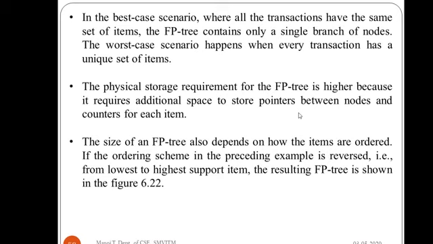Worst case scenario is every transaction is unique and you have as many branches in the FP tree as there are transactions. Suppose all the 10 transactions are unique, then definitely you will have 10 branches. And the physical storage requirement for the FP tree is higher because it requires additional space to store the pointers between the nodes for the cross reference and the counters for each item.